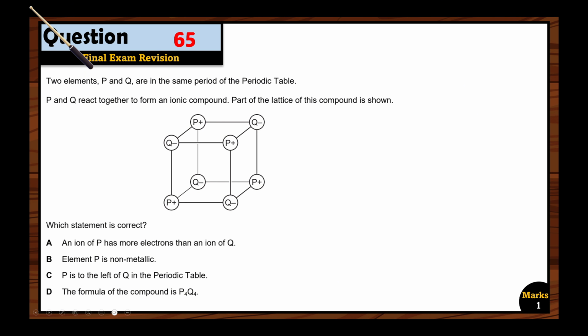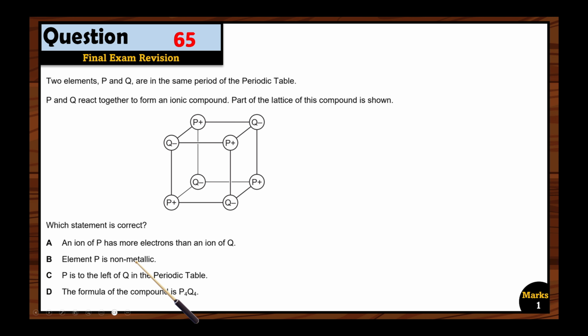If they are in the same period, on the left side we have metals, right? On the right side, we have non-metals. So if on the left side we have metals, of course the metal will have fewer electrons compared to Q because they are in the same period. So of course, P has fewer electrons. But here they are saying the ion of P has more electrons. That's wrong. So A is wrong.